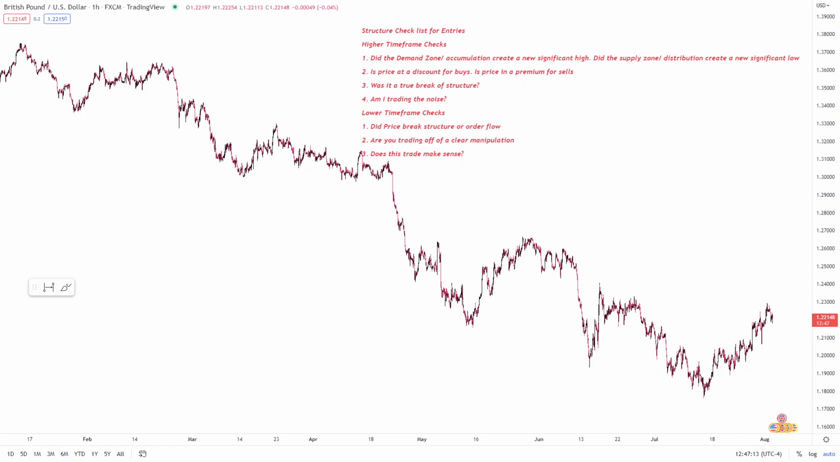Hello and welcome to this week's episode of the Market Structure series, and I've got a good one here for you guys today. We're doing a structure checklist for entries that you can use to improve your trading. You want to filter out the bad trades and get into more of the good ones. So print this out, have it on your desk.